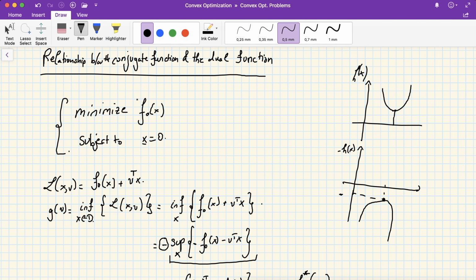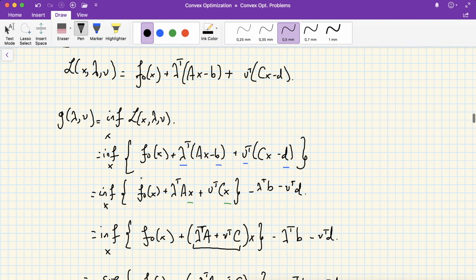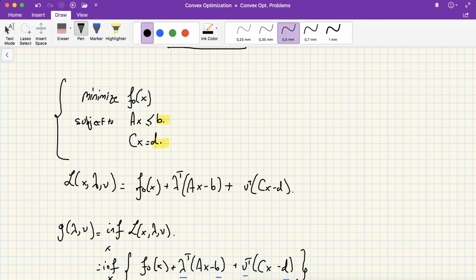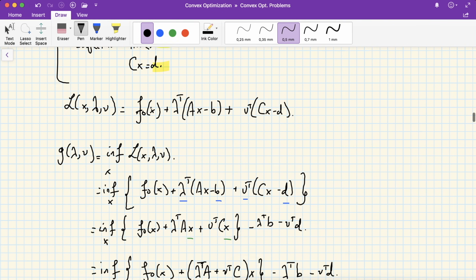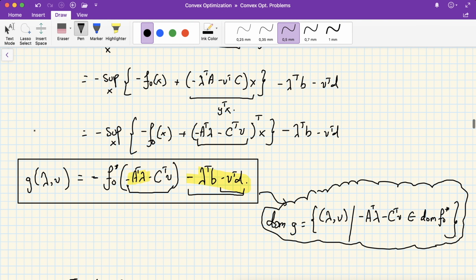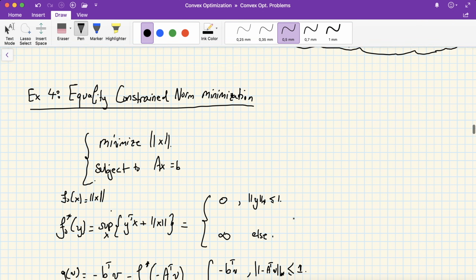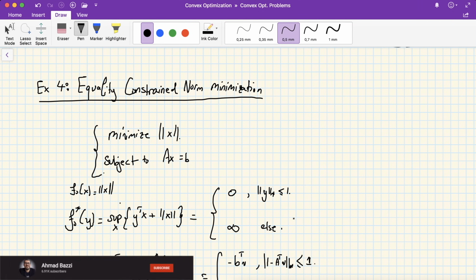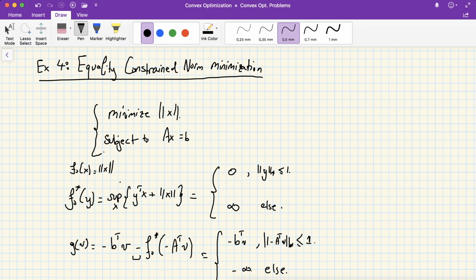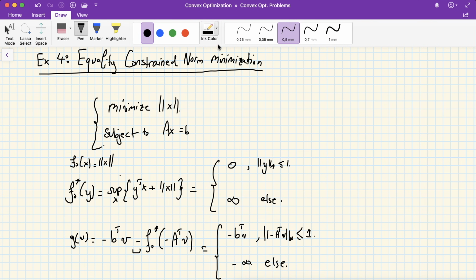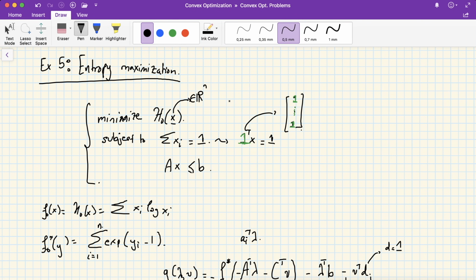Next, we saw a direct relation between the conjugate function of the cost and the dual function g, which is the one right here. So given an optimization problem, not necessarily convex, with inequality and equality constraints that are affine, of course, the relationship between the dual and the conjugate function of the cost turns out to be the following. We gave 2 examples on that to derive the dual, as we saw right here, without having to pass through the Lagrangian function. The first example was equality constraint norm minimization, and the second one was entropy maximization.